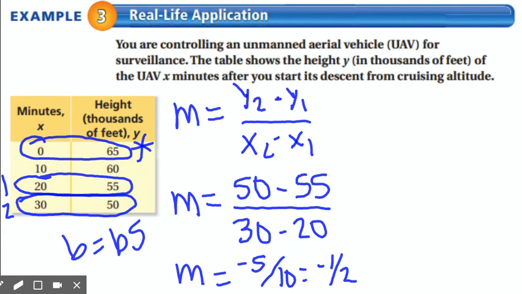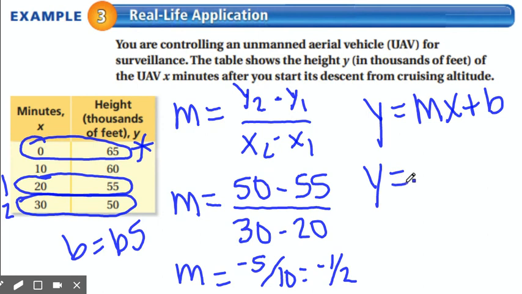So if we're going to go ahead and write our equation, y equals mx plus b, we're going to have y equals, our slope is negative 1 over 2 x, and then plus 65. And that is how we find the equation that represents the numbers in our yellow chart there.